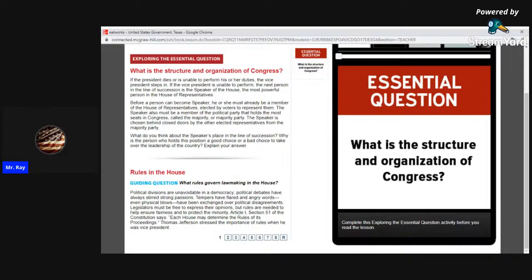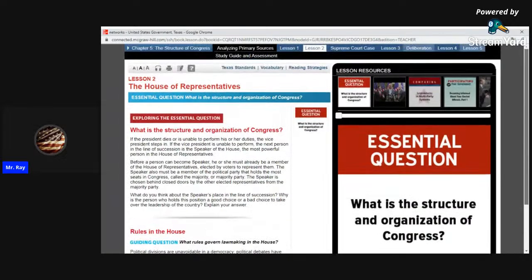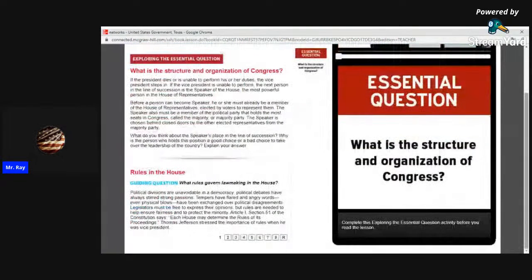So if the president dies or can't be president, and then the vice president can't be president, the Speaker becomes the new president, okay? The Speaker must be a member of the majority power in the House. So if there's more Democrats that were voted into the House of Representatives, then the speaker is going to be a Democrat. If there's more Republicans that were voted in the last election to the House, the Republican will be the House Speaker.